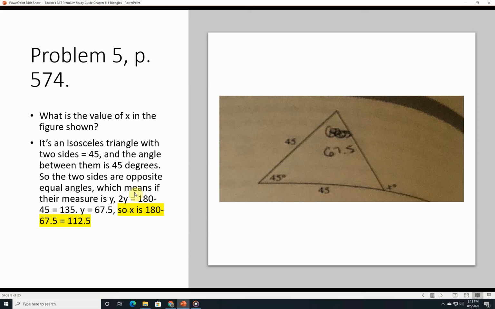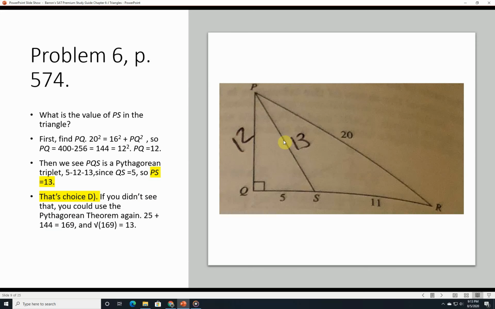But we couldn't do that easily here without figuring out the 67.5, in which case it'd be kind of silly to do that. So, let's go on to the next one. Problem 6. What is the value of PS in the triangle? Well, we know that this is 5, we know that this is 11, and we know that that's 20, and we know it's a right triangle.